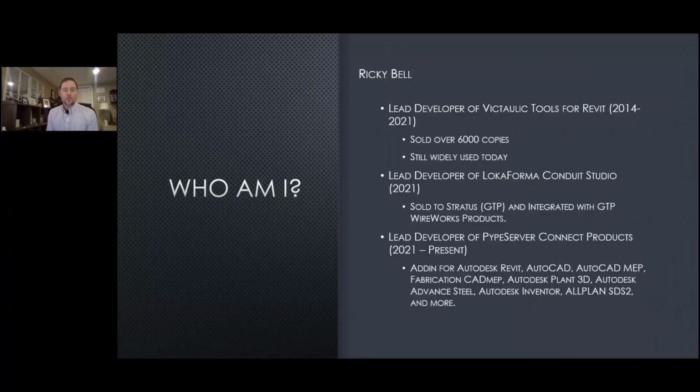Here's a little background on me. I got started in the Revit API as the lead developer of Victaulic tools for Revit back in 2014. This was my first introduction to C#, to using Visual Studio for enterprise level applications. That application took off. It was used as a sales tool for Victaulic while I was there, and we sold over 6,000 copies while I was there. It's still in use today. And a lot of people are glad they have it because it's a great tool for Revit, and I still highly recommend it.